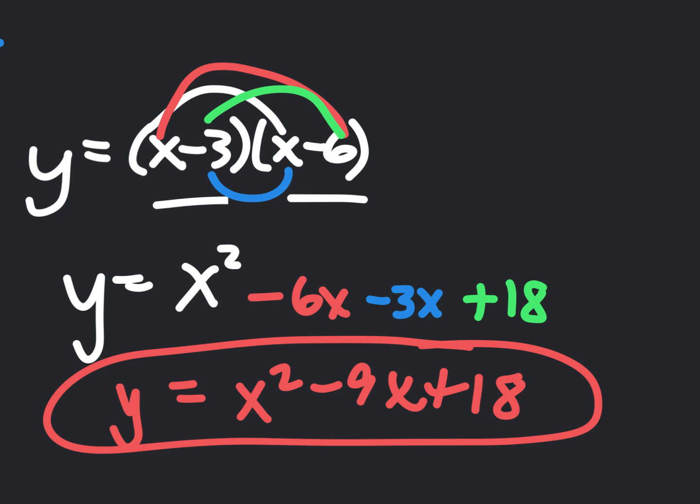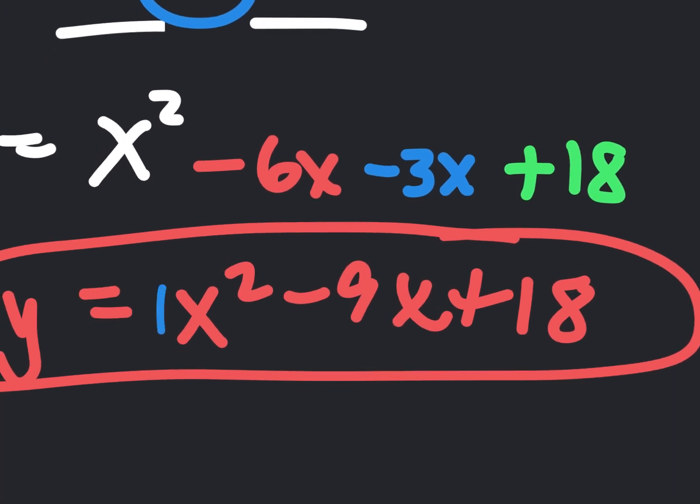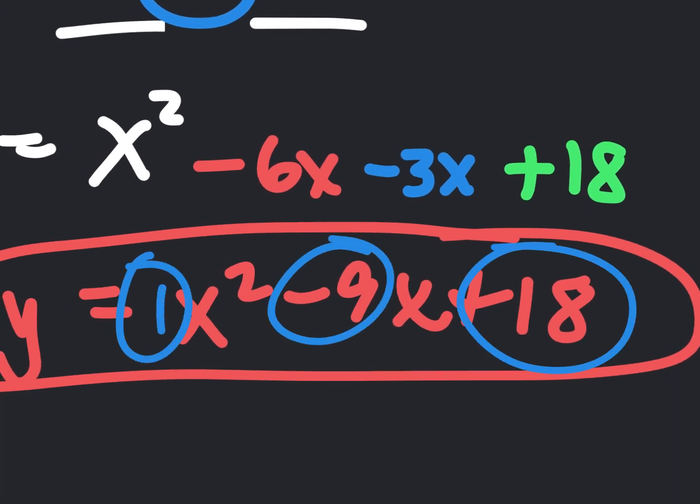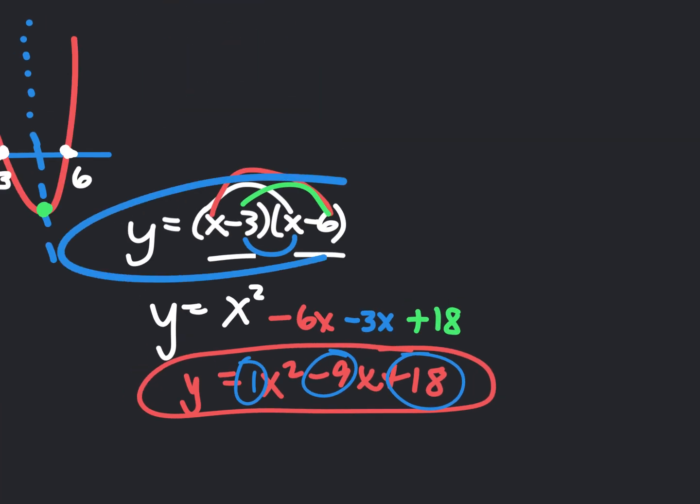It had a, b, and c. A would be 1, b would be negative 9, c would be 18. That's a, b, and c. All right? This form, that's called factored form. And there's one other form, and it's called vertex form, because surprisingly enough, it has the vertex in it.